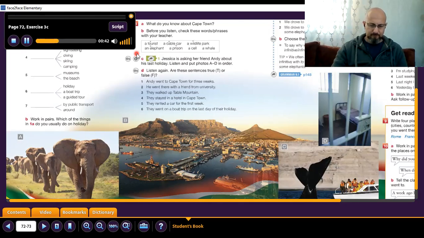Oh, right. What did you do there? Well, on the first day, we went on a guided tour of the city, which was very interesting. Right. And the next day, we went to Table Mountain for a picnic. Lots of tourists do that. Did you walk up the mountain? No, we went by cable car. The view from the top was amazing.